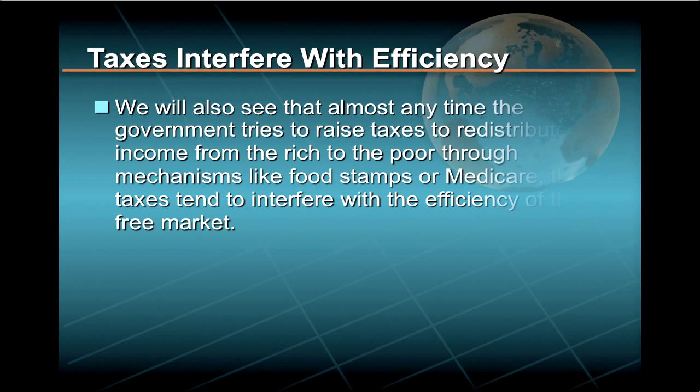In a similar vein, we will also see that almost any time the government tries to raise taxes to redistribute income from the rich to the poor through mechanisms like food stamps or Medicare, those taxes tend to interfere with the efficiency of the free market.